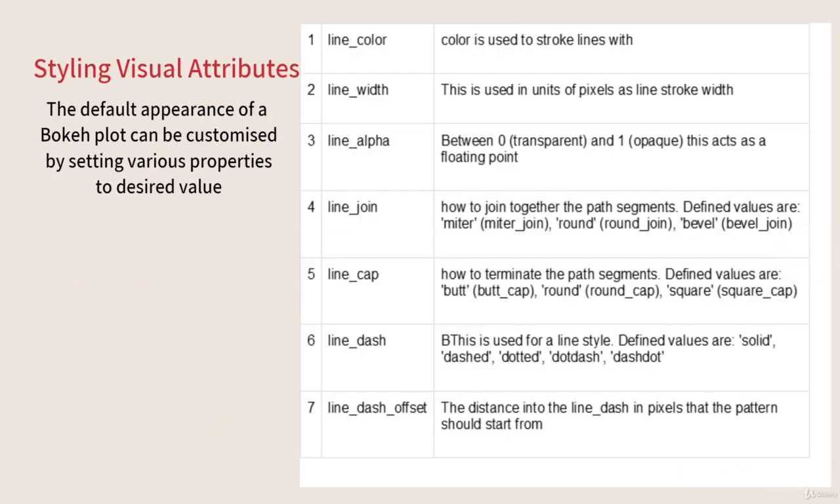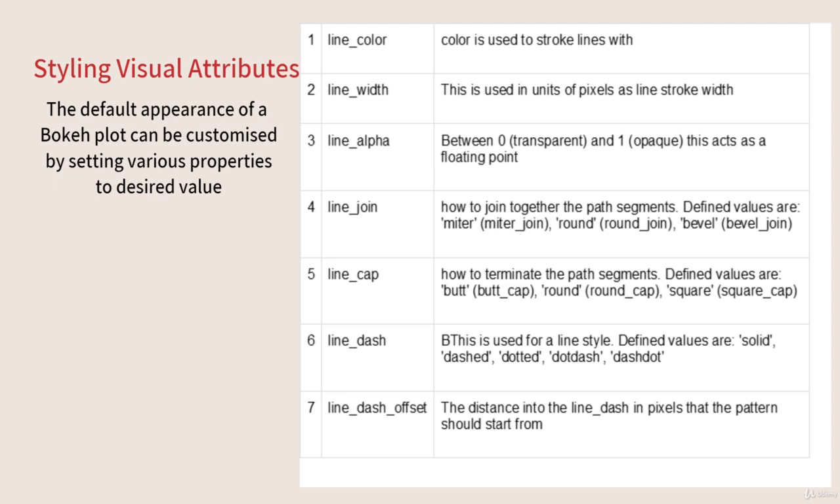Then there are several styling visual attributes that you can apply. Some of them we have already done in our previous examples. Like line color we have done, line width we have done, line join we have done. So you can just play with your plots as much as you can. The default appearance of a bokeh plot can be customized, whether you want to do it or not. For example, line underscore join is very popular if you want to join all the paths. It is very popular in point plots.